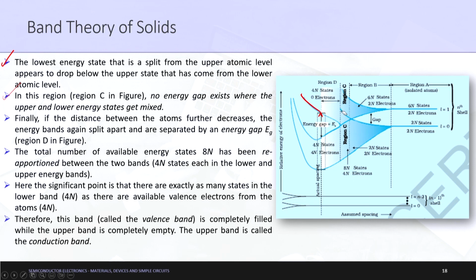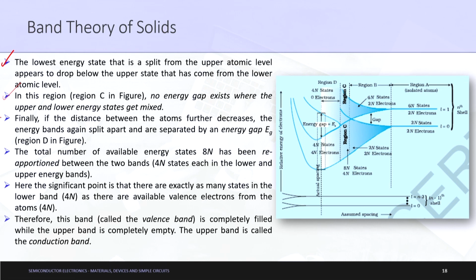Okay. So, basically these were the three regions which we need to understand. We can say that insulators may be in the region A, the region C would be of conductors, and region B would be of semiconductors. Okay, and let us understand again. Finally, if the distance between the atoms further decreases, the energy bands again split apart and are separated by an energy gap, e.g. as you can see in this figure. Okay, so this is also an energy gap, and this is also an energy gap.